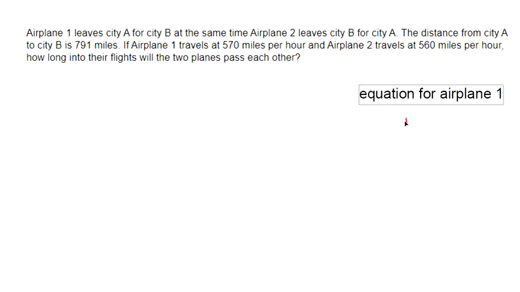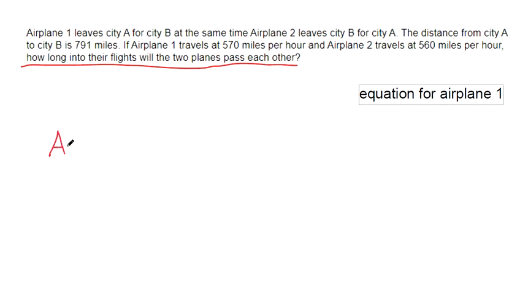Okay, so with this word problem, what you want to do, and it's a good habit for lots of other word problems, is look at the last sentence and think about what you're trying to calculate. How long into their flights will the two pass each other? We have two airplanes, okay? They're traveling towards each other because they're going from city A to city B.